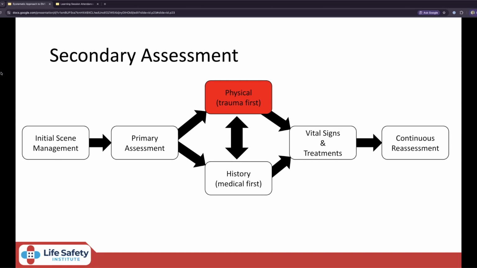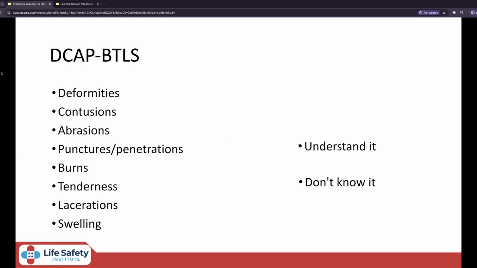So we'll first talk about the physical or the trauma section of our secondary assessment. You're going to hear a phrase called DCAP BTLS. It used to be, back in the way the psychomotors were structured before it was integrated into the class, that you'd even be potentially tested on DCAP BTLS. So it's still important to know. It's still something that we're checking.